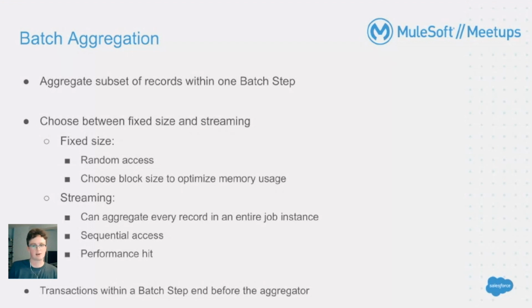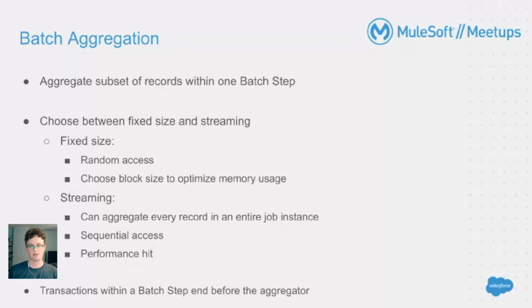With the fixed size aggregator, you have random access. So you accumulate 100 records. You can access any of those 100 records at the same time if you want to compare or average, do things like that, change values based on comparisons between two records. For that sort of use case, you're going to want to use a fixed size aggregator because you get that random access.